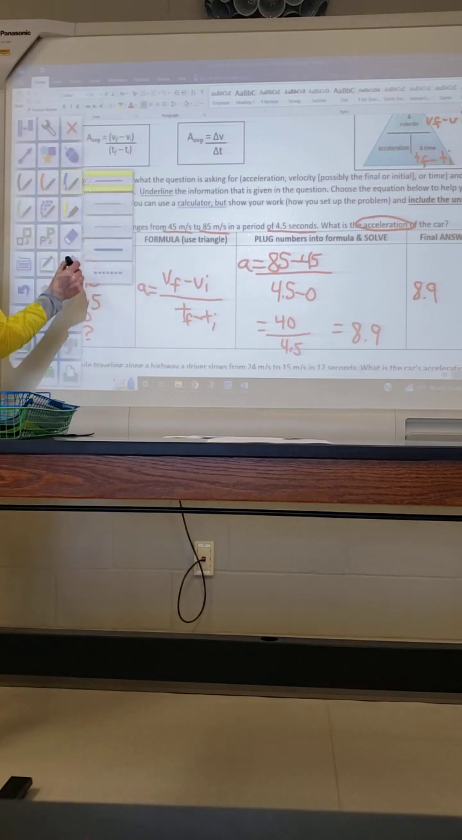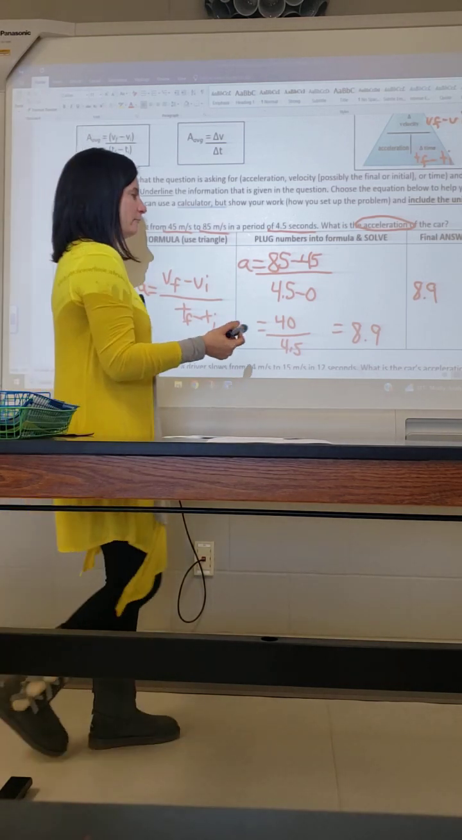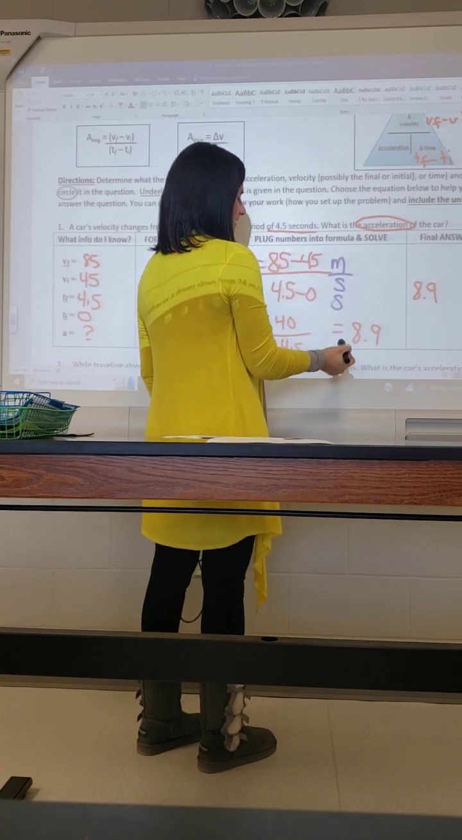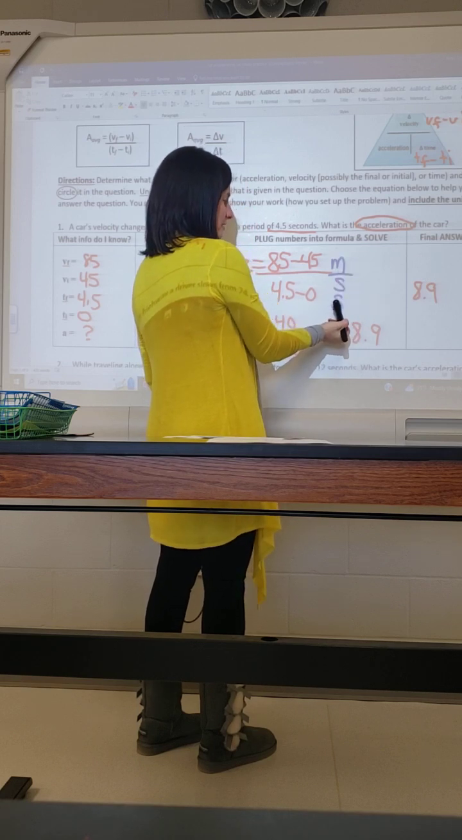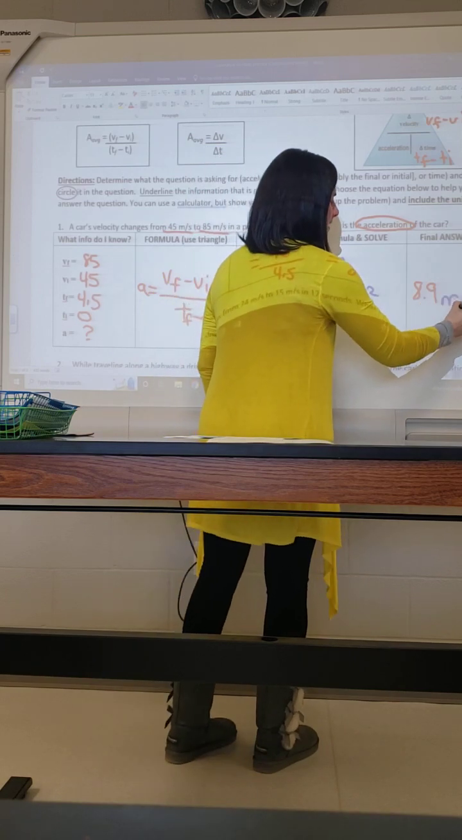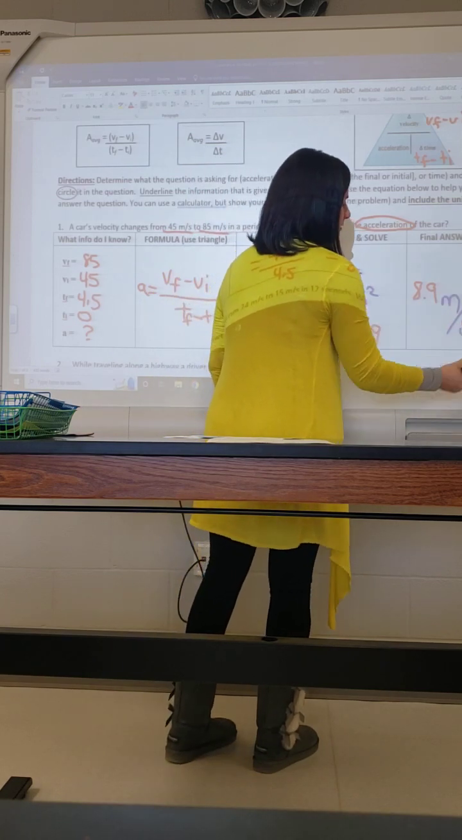And so I'm gonna mark where they came from. So these are the meter per second, and these are the second. So it's like a meter per second over a second. This actually means squared. So you end up with a meter over a second squared.